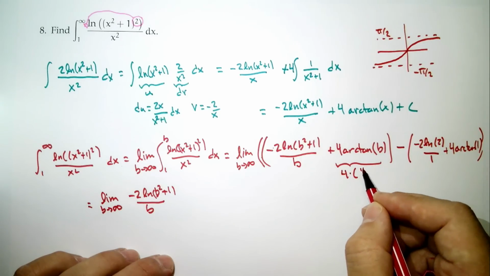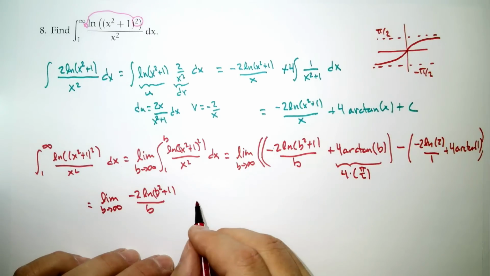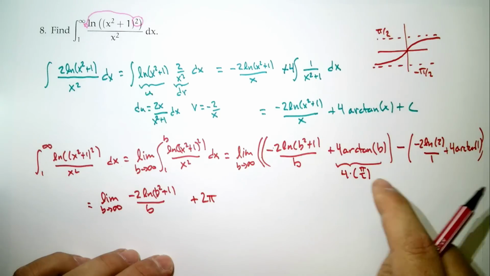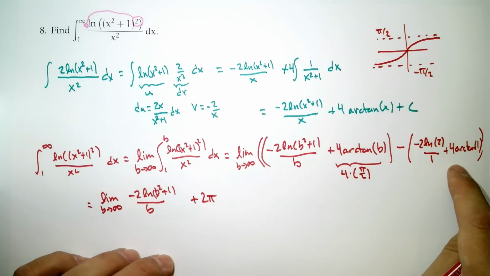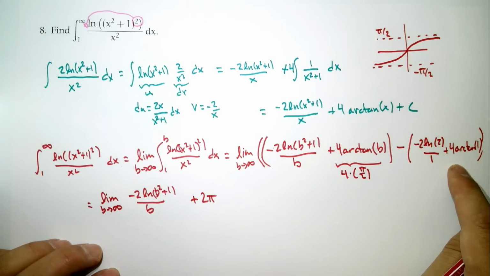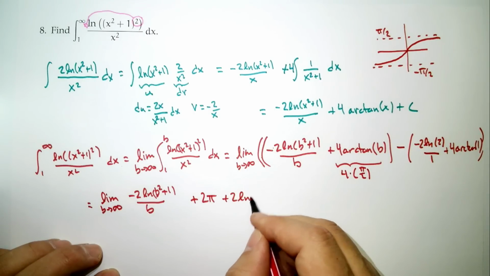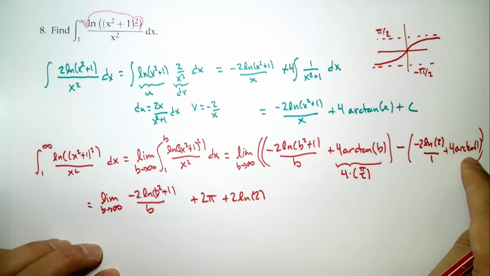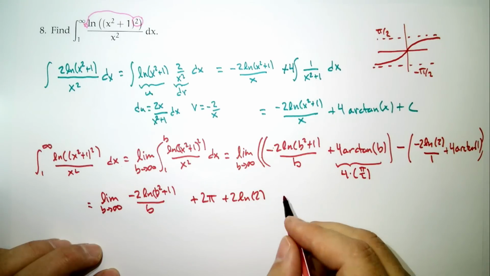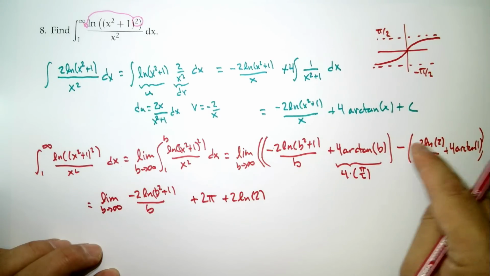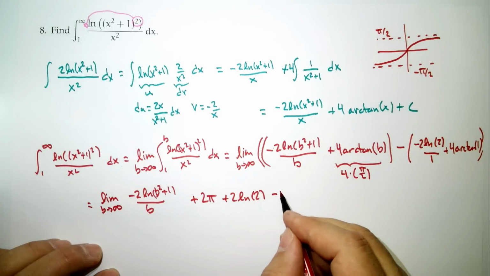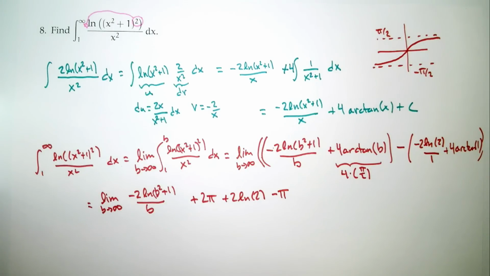arctangent itself goes to pi over 2, so this whole expression goes to 4 times pi over 2. So there's going to be a plus 2 pi. So that's coming from there. This part, there's no b in it, so it's just what it is. Minus minus makes a plus, so you have plus 2 natural log of 2. What about arctangent of 1? What's pi over 4? Good. And 4 times pi over 4 would just leave us with pi. And the minus, we don't forget to put the minus in, minus pi.